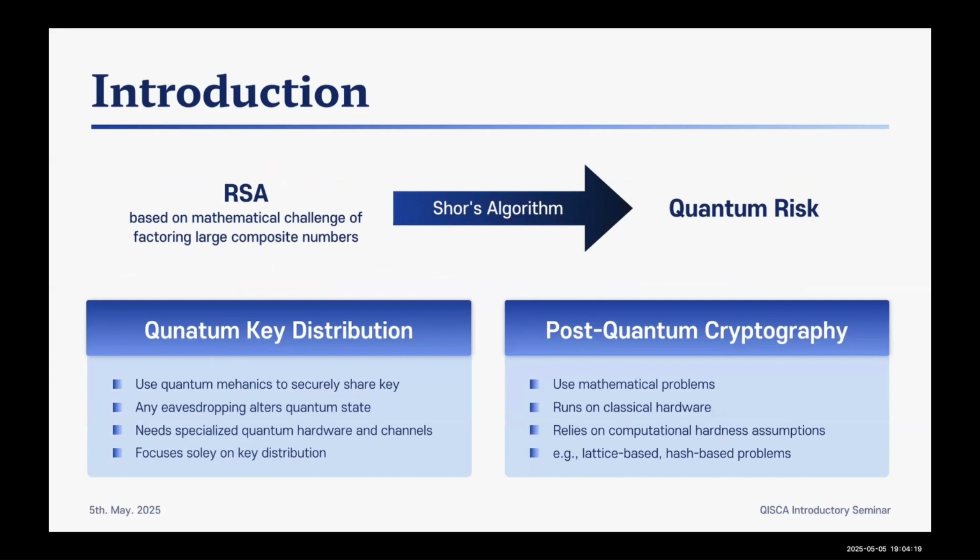However, the security of RSA relies on the assumption that factoring large numbers is hard. But one of the most famous quantum algorithms, Shor's algorithm, has shown that factoring can be done much faster than any classical method. This creates a serious quantum risk. If powerful quantum computers become available, it could break the cryptographic system we use today. In response to this threat, two major approaches have emerged: quantum key distribution and post-quantum cryptography.